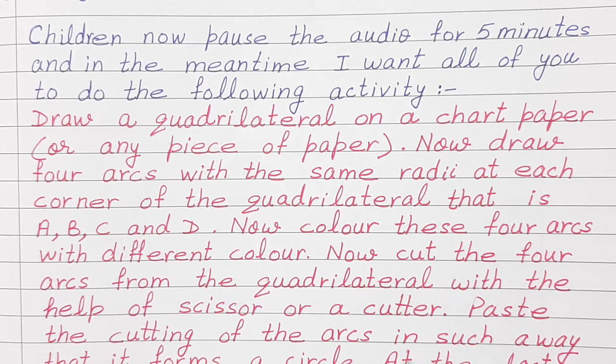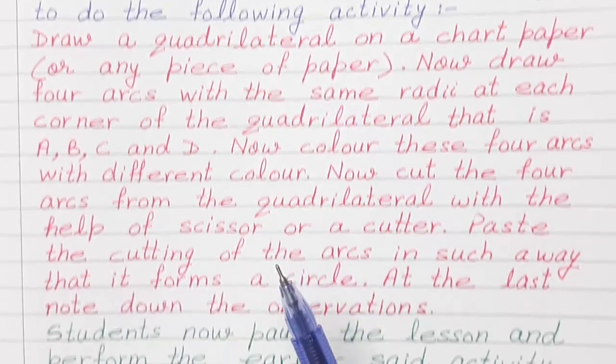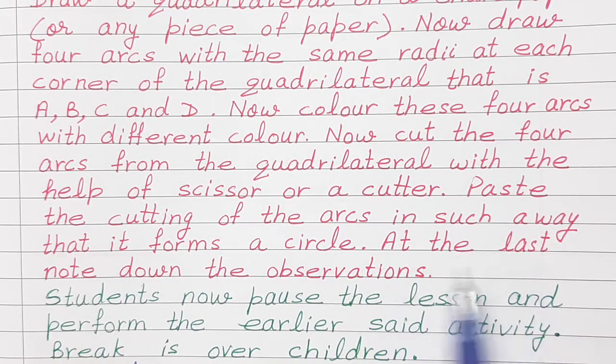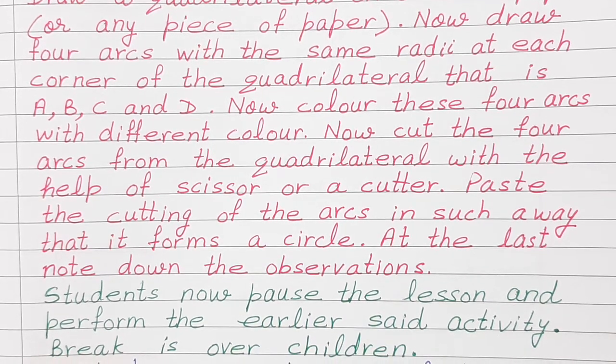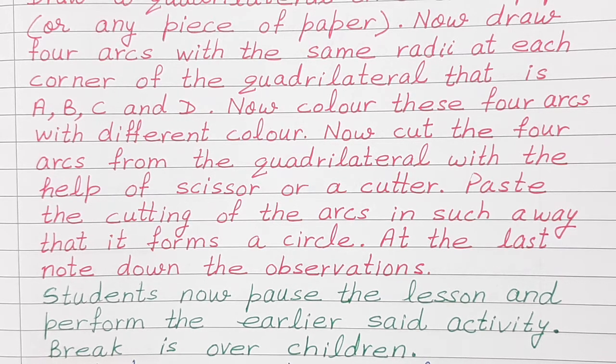Place the cut arcs in such a way that they form a circle. At the last, note down the observation. Now children, you can pause the lesson and perform the activity.